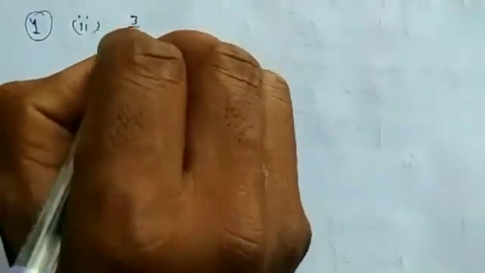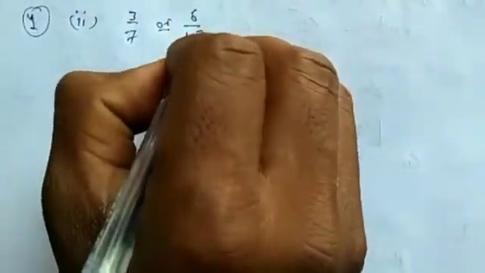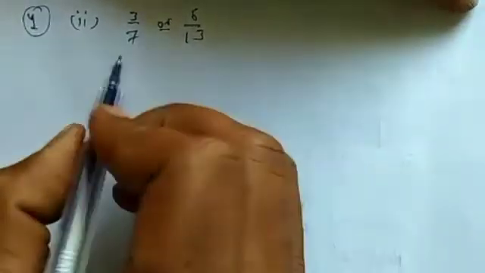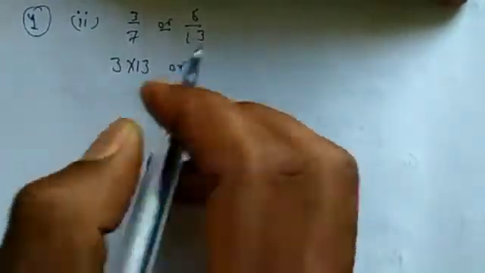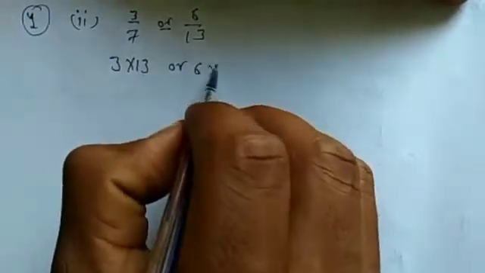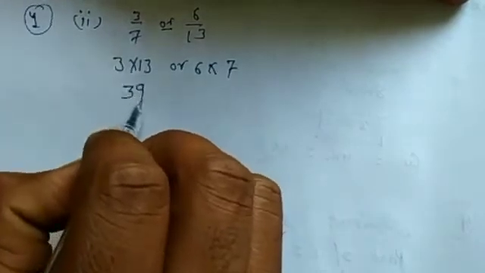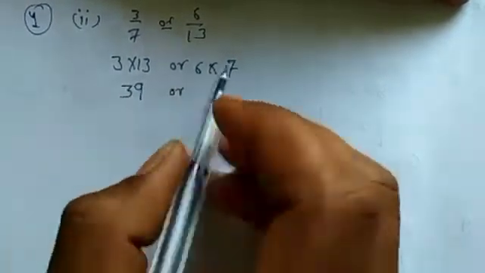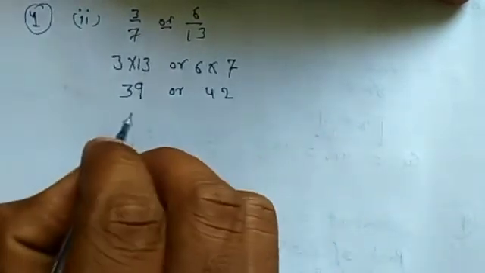Exercise 11D, question number 1, part 2. Part 2 is 3 upon 7 or 6 upon 13. Which ratio is greater? Simply multiply 3 into 13 or 6 into 7. This is 13 threes are 39 or 6 sevens are 42. 42 is greater than 39.